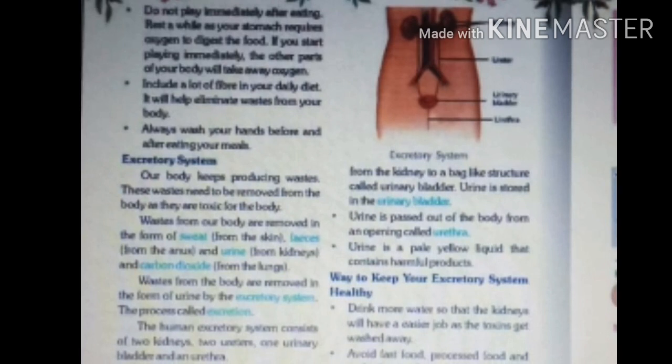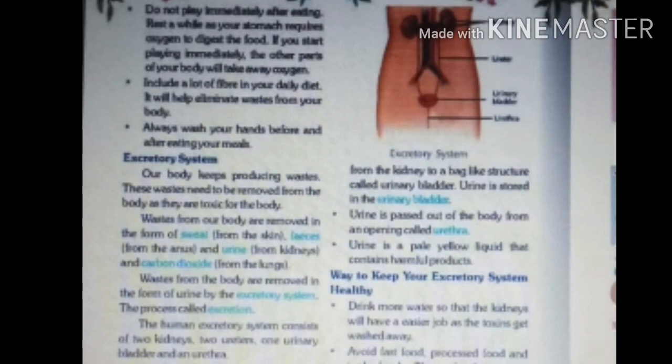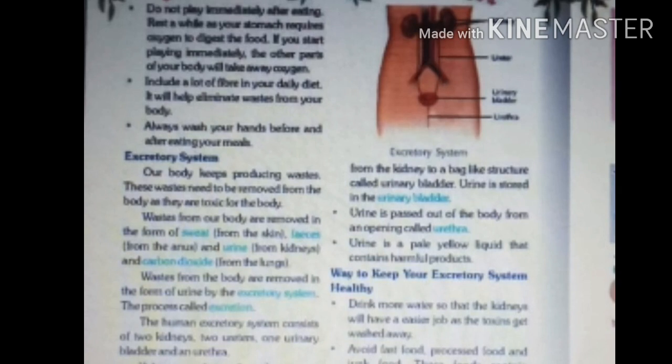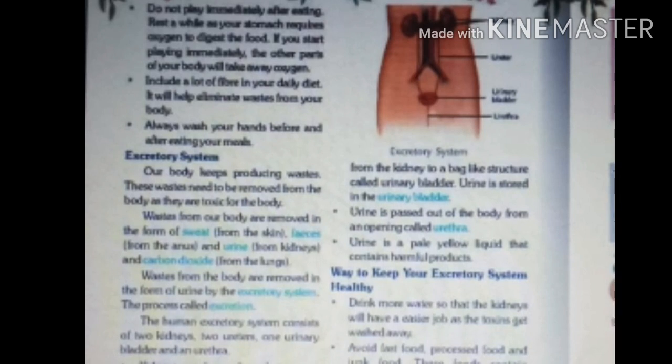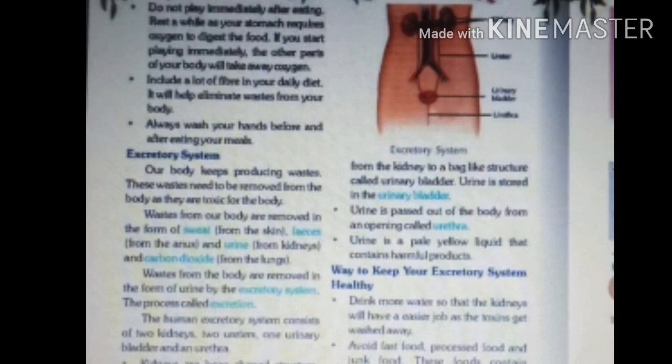Next, include a lot of fiber in your daily diet. It will help eliminate waste from your body. Next is, always wash your hands before and after eating your meal. I think you all have followed this. Now this is all about the digestive system.